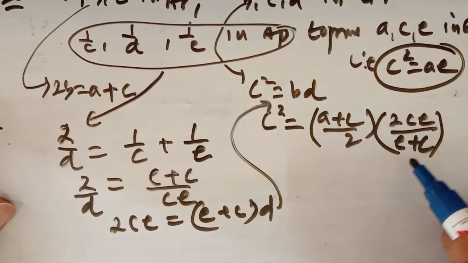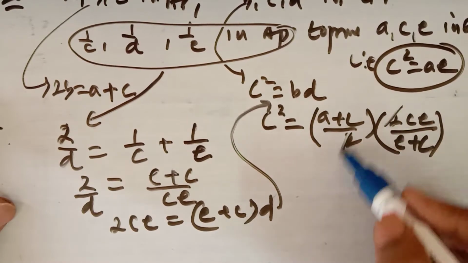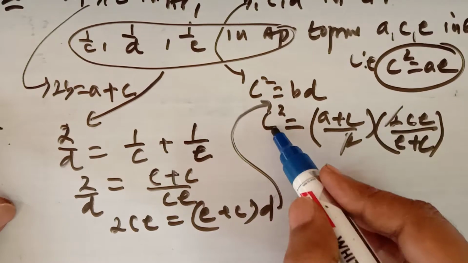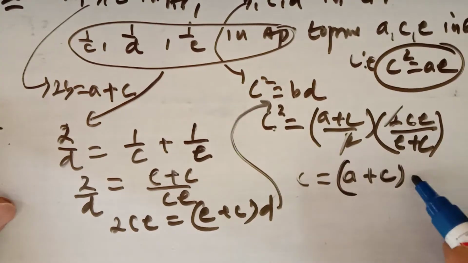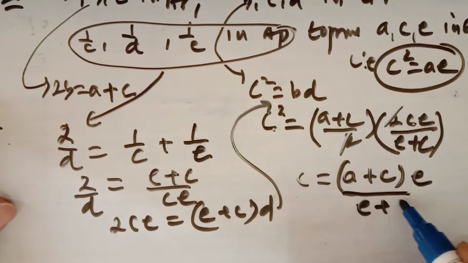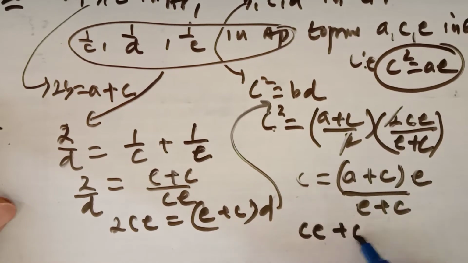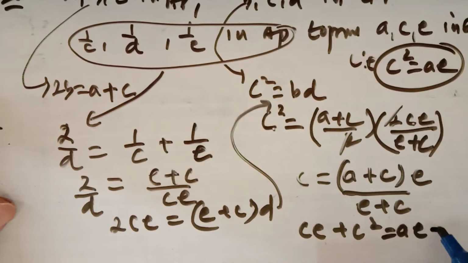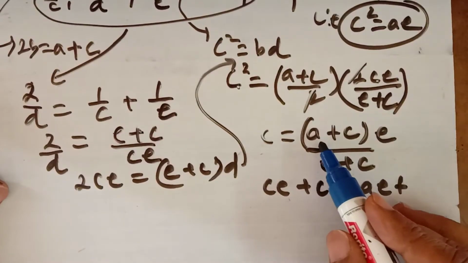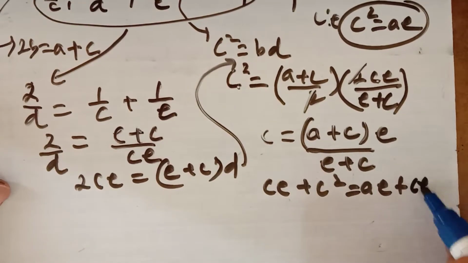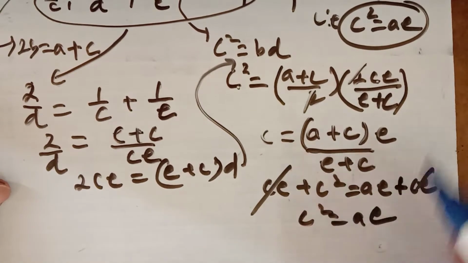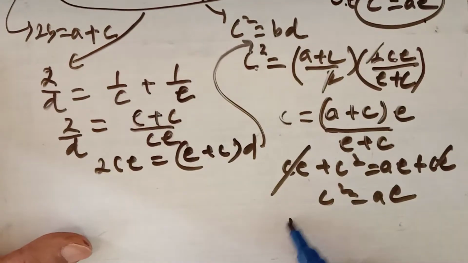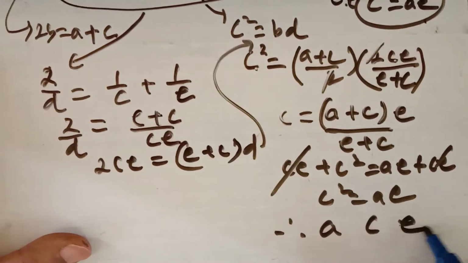Simplify it. 2 cancels out with this, and one C will cancel out with this. So we are getting A plus C into E upon E plus C. So CE plus C square is equal to AE plus CE. So CE will cancel out, and C square is equal to A into E. This we had to prove, that is, A, C, E are in GP.